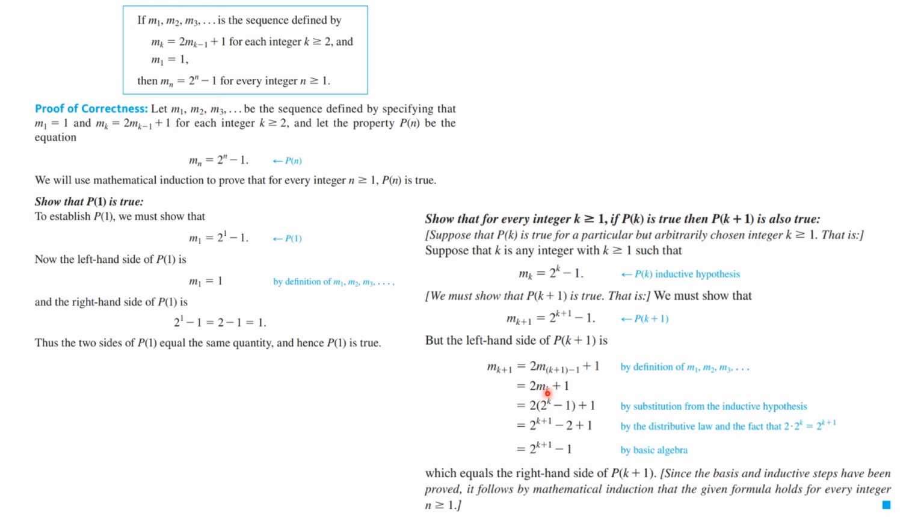That is equal to 2 times Mk plus 1. Now we're using the induction hypothesis, plus 1, and we're distributing the 2, and we get this. But that is going to be 2 to the k plus 1 minus 2 plus 1, which is 2 to the k plus 1 minus 1. That's algebra, and that is the right-hand side of P of k plus 1. So we have proven by induction that that is the correct formula. That's a good review looking ahead towards the final exam.